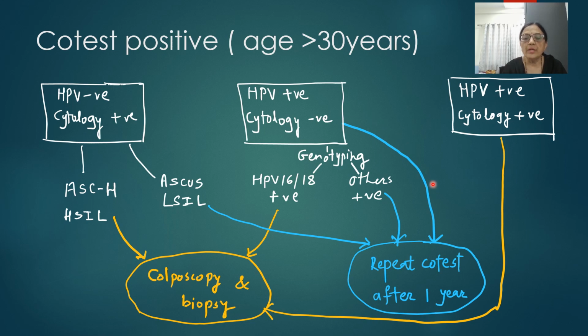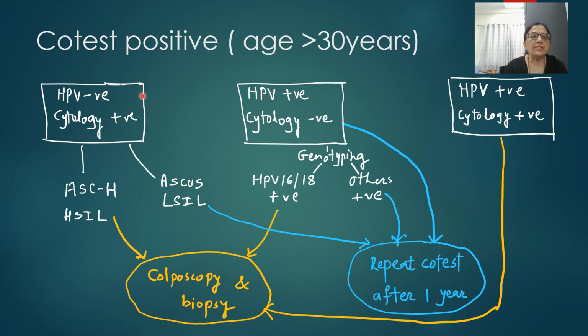That is also another important concept which you need to understand, that HPV positivity does not equate with CIN or invasive cancer. In HPV positive women, 90% resolve spontaneously without any treatment in the next 2 years, and that is the rationale behind this guideline, that whenever HPV positive cytology negative, we can repeat co-test after 1 year, or if facilities are available, then we can go for genotyping, and if it is non-16, 18, repeat co-test after 1 year, and if 16 or 18, then go for colposcopy and biopsy.